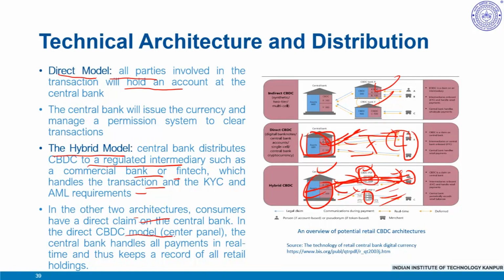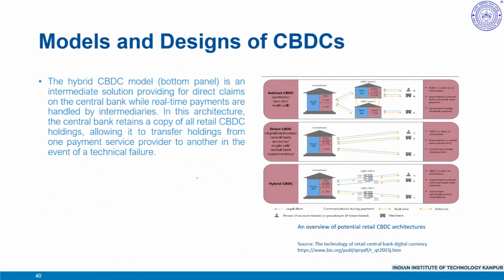In the direct CBDC model, as we saw here, the central bank handled all the payments in real time and kept a record of all the retail holdings. Moreover, the hybrid CBDC model, which is shown here in the bottom panel, is an intermediate solution providing for direct claims on the central bank, while real-time payments are handled by the intermediaries. So the real-time transactions are taken care of by them, but the ultimate final claimant is the central bank, the counterparty for these retail customers.